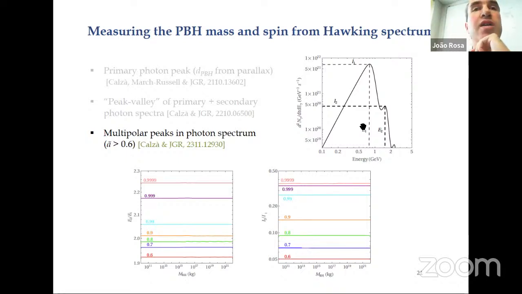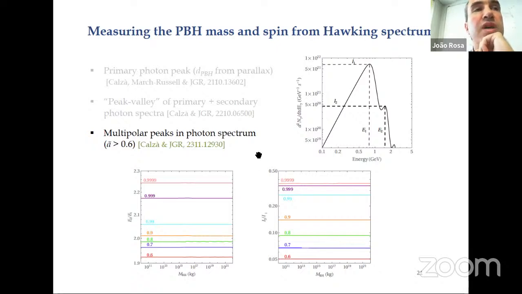So we looked at how the energies of these peaks in the primary spectrum only and the intensities depended on the spin. And this is a much cleaner probe because you see the ratio of the energies between the second and the first peak is essentially flat in the mass. It only depends on the spin, but it doesn't vary very much. You would need a very good energy resolution. The ratio of the peak intensities is actually a much better probe. It separates much better the spin of the black hole.